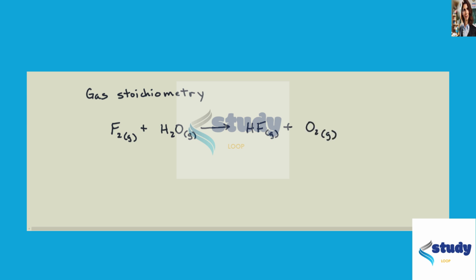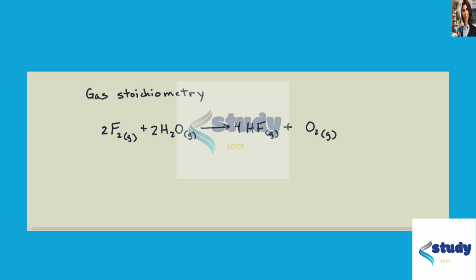All right, well, to balance this, I'm going to actually start out with the oxygen. There's one oxygen on the left and two on the right. So I need a 2 in front of H2O to balance the oxygen. That gives me 2 times 2, or 4 hydrogen. So I need a 4 in front of HF. That gives me 4 fluorine, so I need a 2 in front of F2.